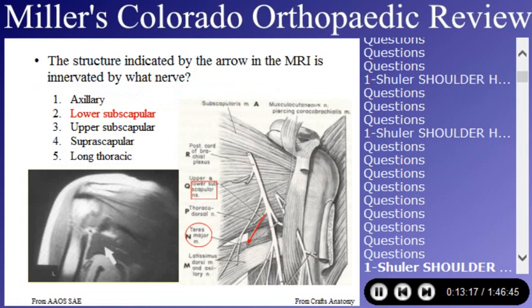This is a great test question. This one I had trouble with. The structure indicated by the arrow on the MRI is innervated by what nerve? First you have to guess what structure it is. Then you have to guess what nerve. It's the lower subscapular nerve because it's the teres major that they're pointing to. Teres major muscle, lower subscapular nerve.